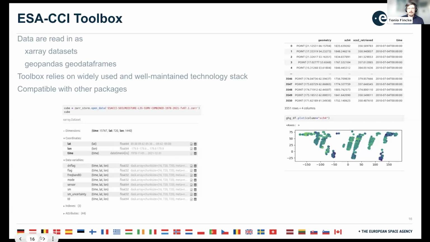On the right there is one image where you see how this GeoDataFrame would look. That's for greenhouse gases, I guess. And what visualization at the very basic level could look like. So what you have at hand there. And next slide, please.